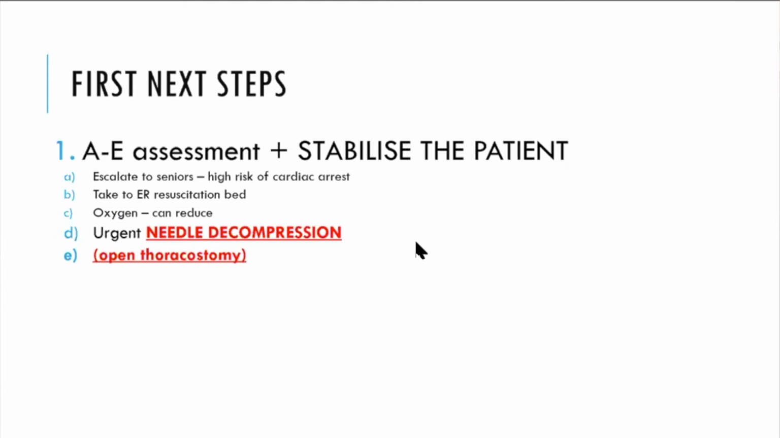Oxygen can be really helpful. And sorry, I didn't finish the sentence there. Essentially, I mentioned why oxygen can reduce demand, obviously in the blood, meaning that it can slow your breathing down and reduce the load, hopefully reducing the chance of the tension pneumothorax getting bigger.